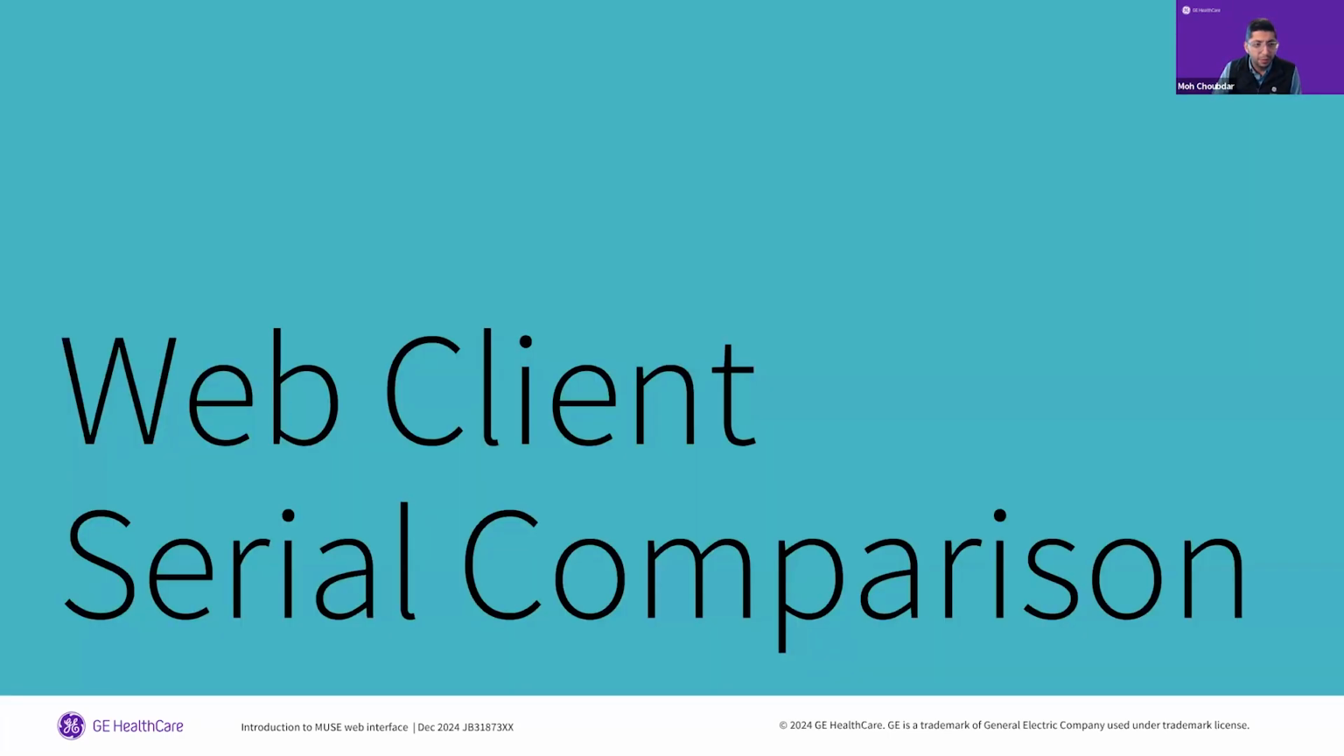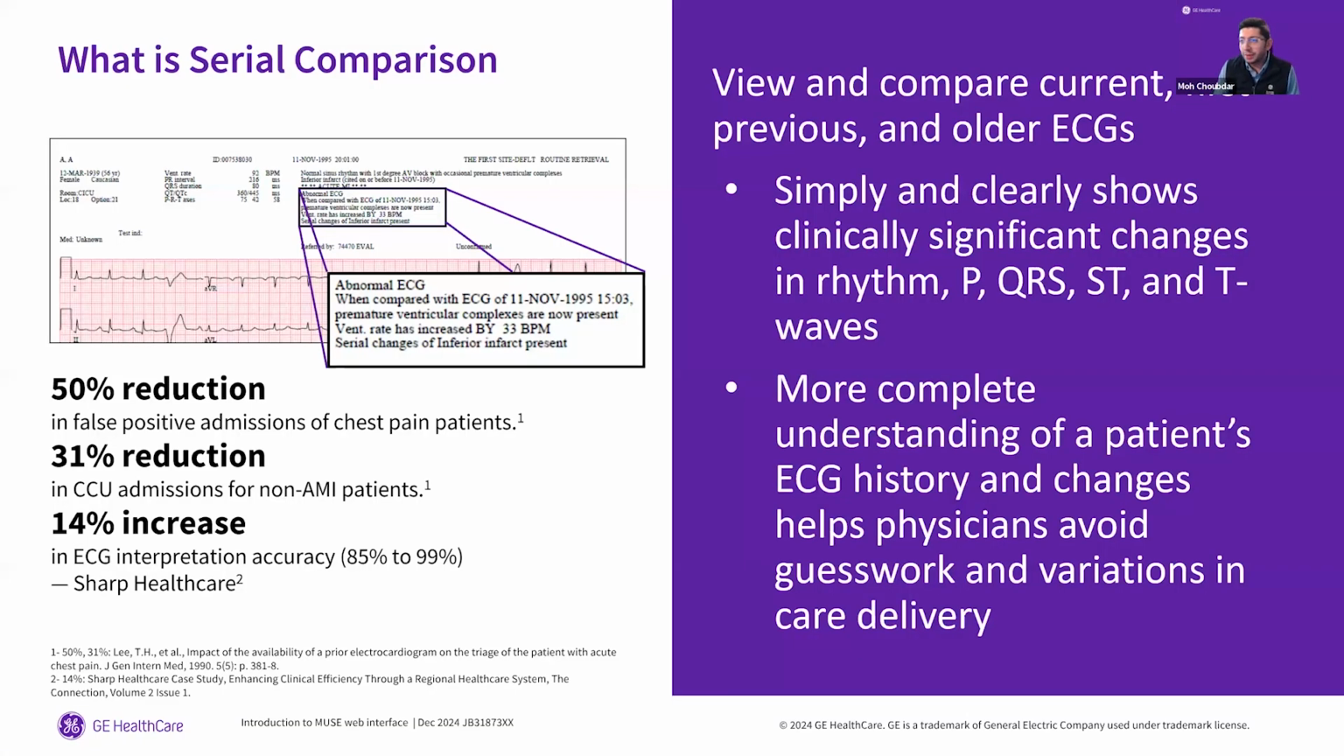So within that, I'm going to move into the serial comparison within the web client. Let's talk about the serial comparison. What is serial comparison before we get into how we use it in the web client? Serial comparison is a way of viewing and comparing a current ECG that you have up with a previous or older ECGs that the patient might have.